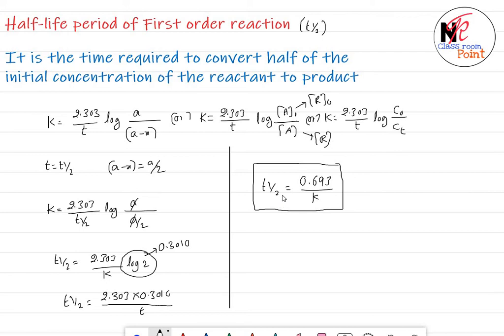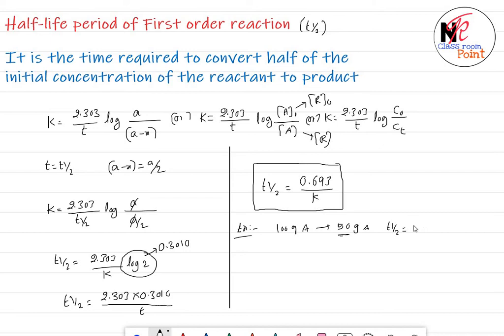Here one thing we must understand: there is no concentration term in this final formula. Hence, the half-life period of the first order reaction does not depend on the initial concentration. Whatever the initial concentration may be, T half remains constant. This is completely constant. Example, let us take some 100 grams of A converted to 50 grams of A. For this conversion, half of the reactant is converted to the product, so the final concentration is half of the initial concentration.